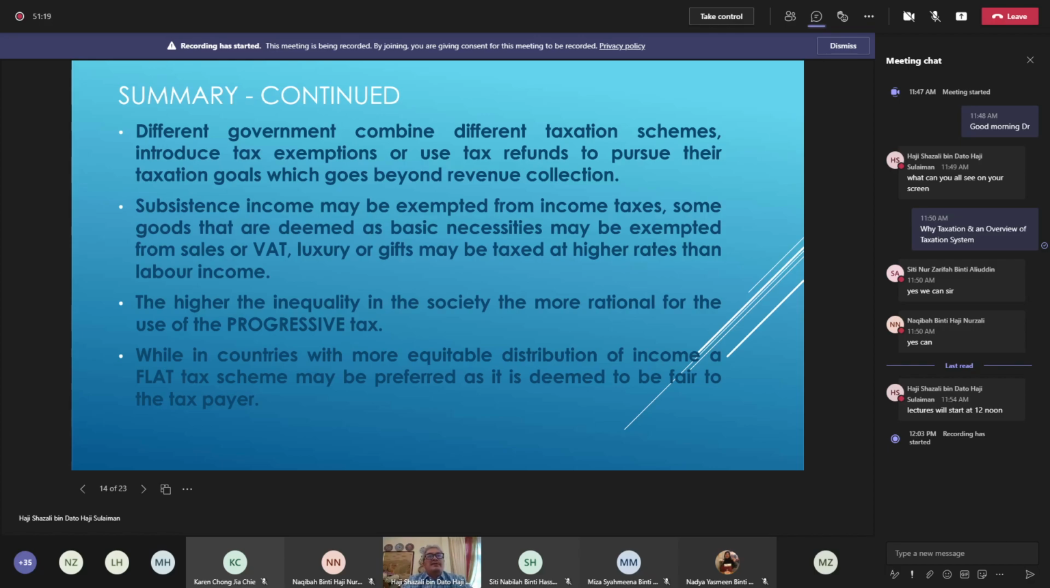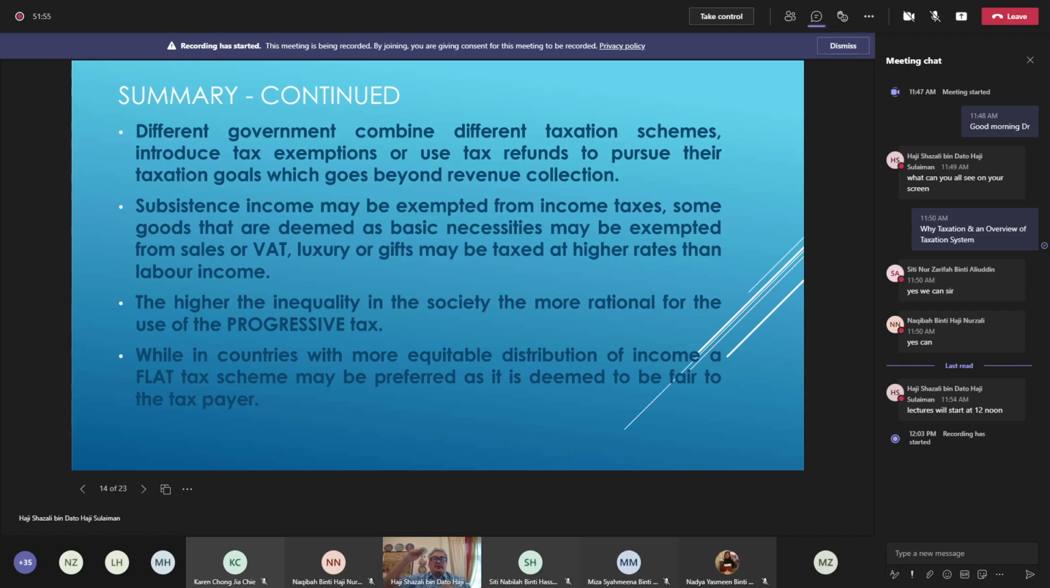What else is it? Okay, subsistence income may be exempted from income tax. Some goods that are deemed as basic necessities may be exempted from sales tax and VAT. For example, food, essential products like rice, a staple diet, may be exempted from VAT. Luxurious items may be taxed at a higher rate. But luxurious items, certain branded goods, branded items, yeah. The higher the inequality in society, the more rational for the use of progressive tax.